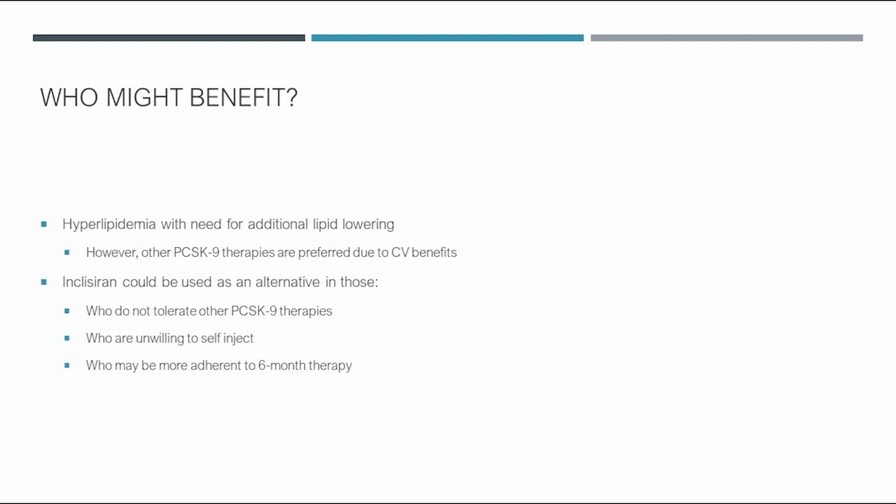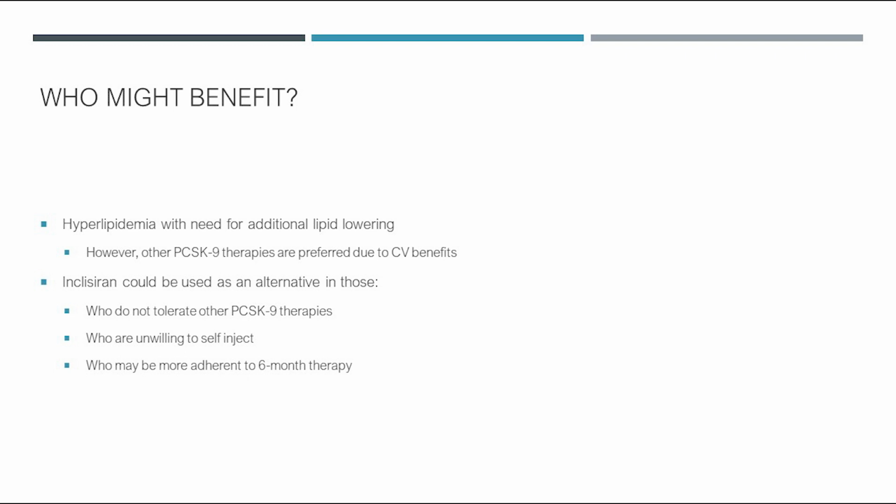Well, with the new changes in indication, this can be given to patients with primary hyperlipidemia, but it needs to be individuals who need additional lipid lowering. So at this time, our other PCSK9 therapies are preferred because they do have cardiovascular outcomes benefits. Now, Inclisiran could be used as an alternative to those agents in a small population of patients who may not tolerate other PCSK9 therapies, or those who may be unwilling to self-inject.